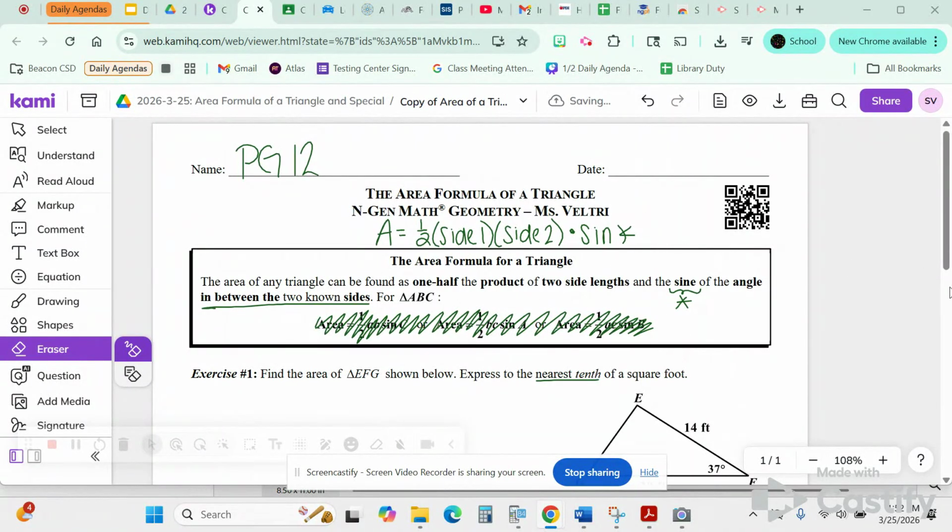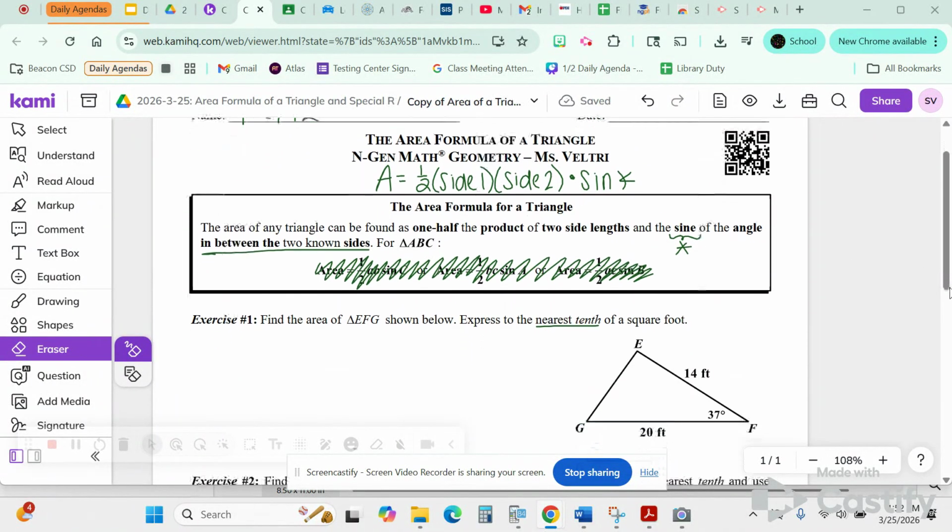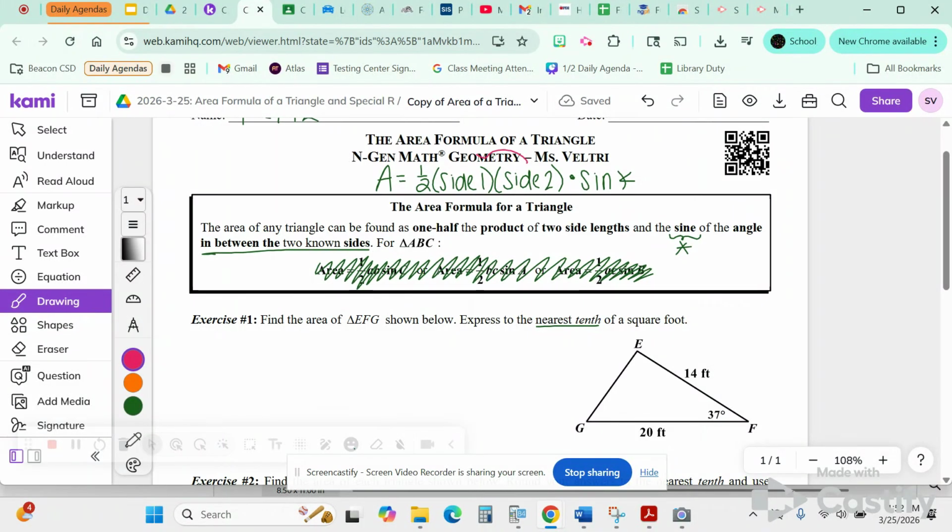The area formula, Kurt gave us a nice little explanation of what it is. So the area of any triangle can be found as 1/2 the product, which means you're multiplying, of two side lengths and the sine of the angle in between those two known sides. So I actually wrote up above this simplified equation here for us to use instead of what he had written down, because he wrote down one for each scenario where that angle would be.